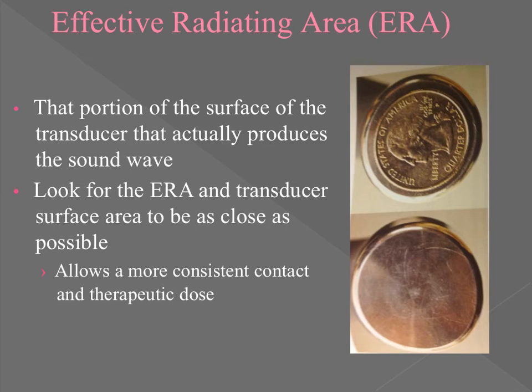Now, we have to look at other concepts within the ultrasound anatomy. The first thing is the effective radiating area, or the ERA. The effective radiating area is, as the name implies, what area of the ultrasound head is actually producing ultrasonic waves. There is a very terrible assumption that's made. We purchase an ultrasound head that's this large, and we assume that the entire head is capable of generating ultrasonic energy, and that is false, okay? What we know about the effective radiating area is that it is that portion of the surface of the transducer head that actually produces the sound wave.